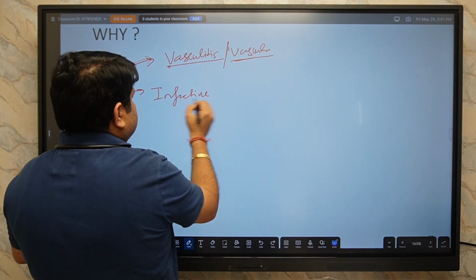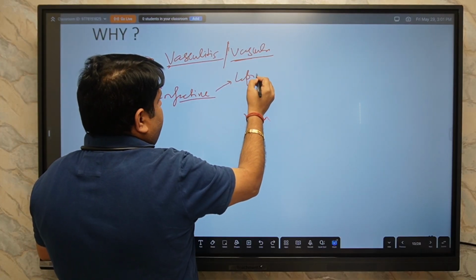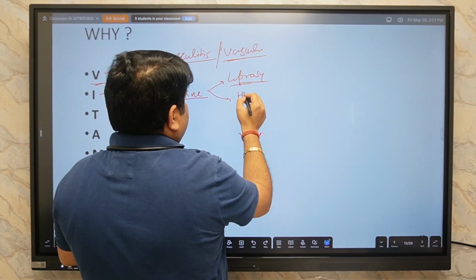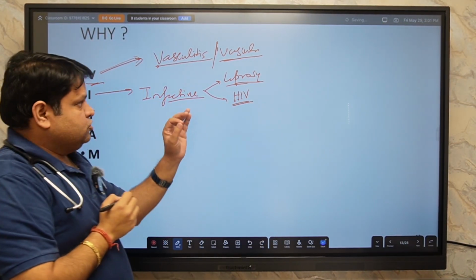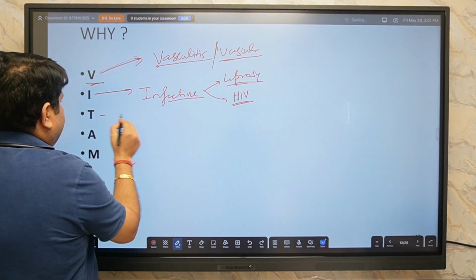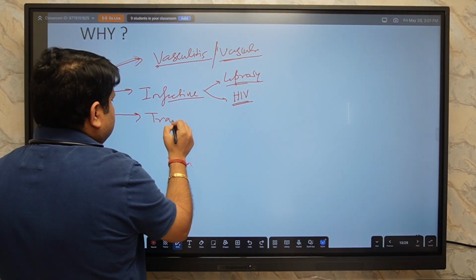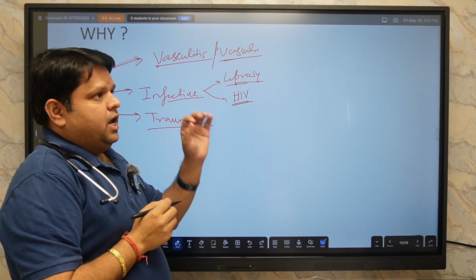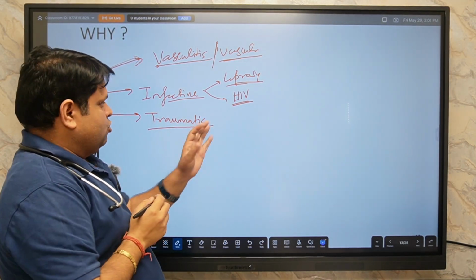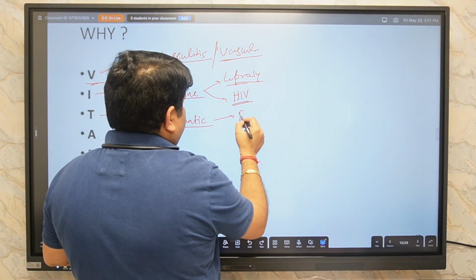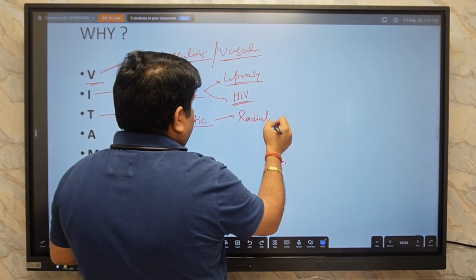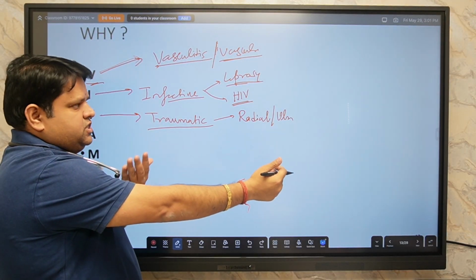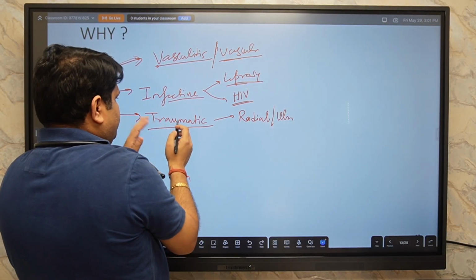In infective causes, the most common cause in India is leprosy, a common infective cause of the neuropathy. HIV is also a common cause of the neuropathy. Then the traumatic causes. In traumatic causes, I also discussed that mononeuropathy is common with trauma, like radial, ulnar, median, depending on the site of the trauma or fracture. Sometimes in humerus fracture there may be involvement of the radial nerve. So that is traumatic neuropathy.